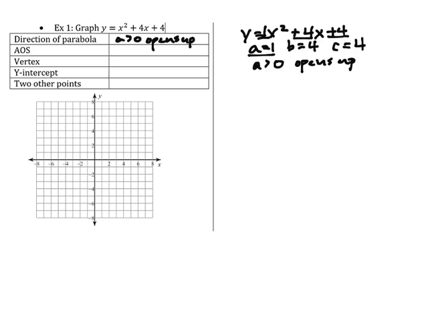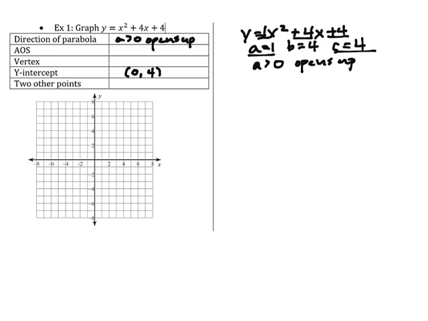Now let's look at the axis of symmetry and vertex. This problem, I'm going to solve by trial and error. I could also show you the vertex equation, but I'm going to go ahead and do trial and error. First, I'm going to find the y-intercept. The y-intercept is c, so that is 0, 4.